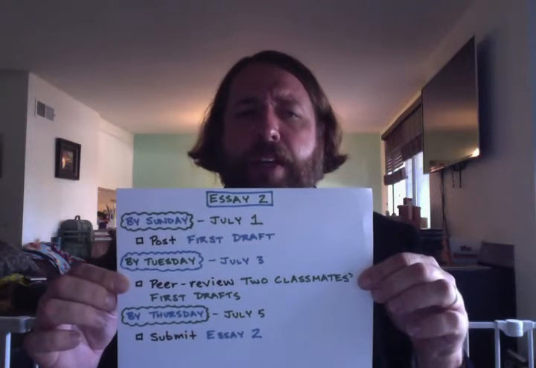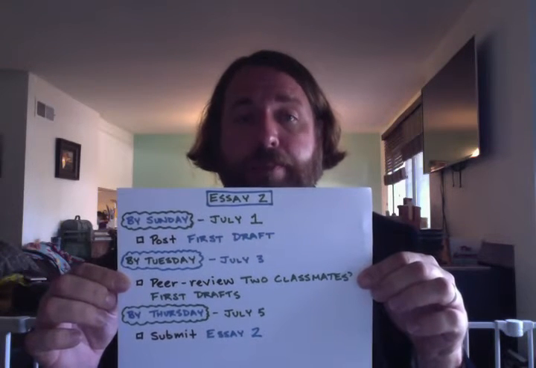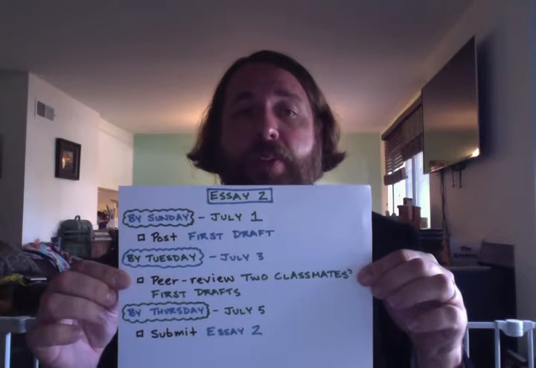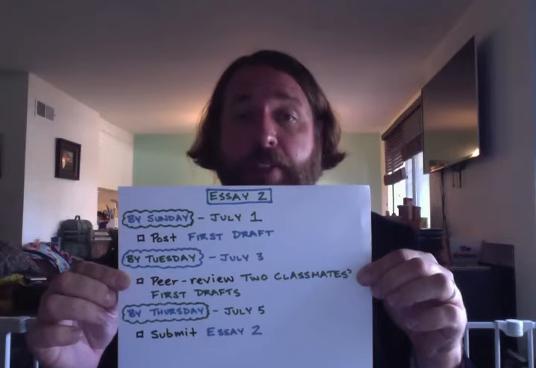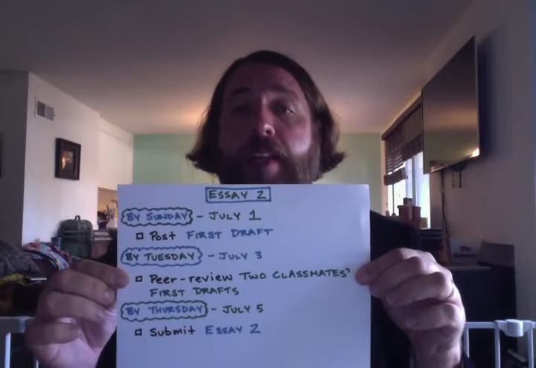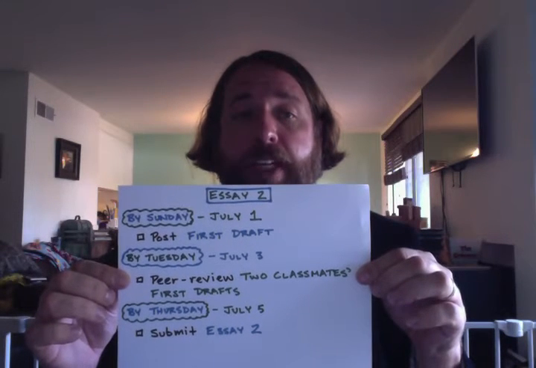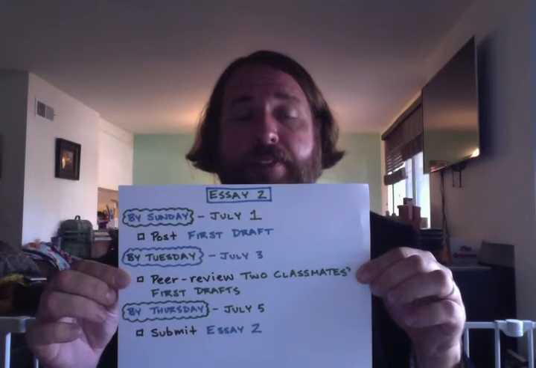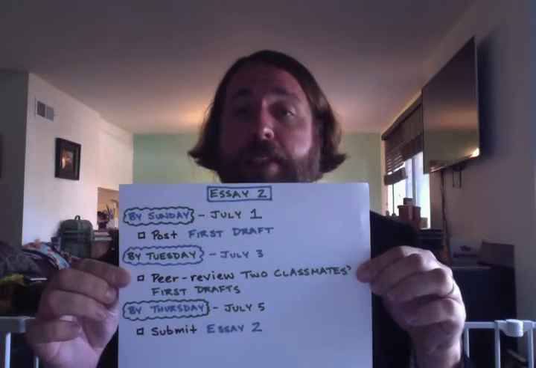By 11:55 p.m. on Tuesday, July 3rd, you need to accomplish a 6th academic task. Peer review 2 of your classmates' first drafts of their respective essays. Finally, by 11:55 p.m. on Thursday, July 5th, you need to accomplish a 7th academic task. Publish Essay 2 by submitting it to me.